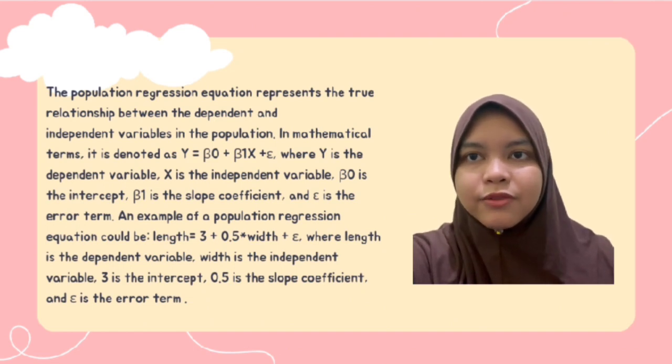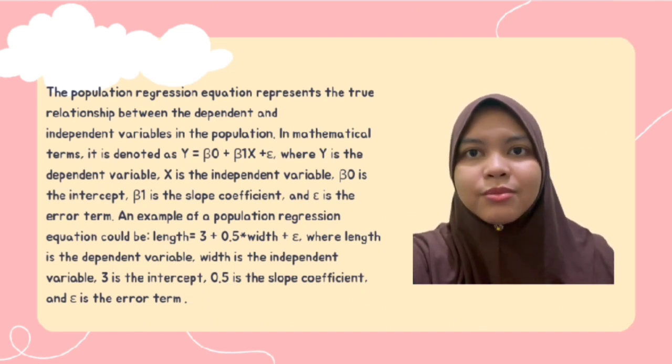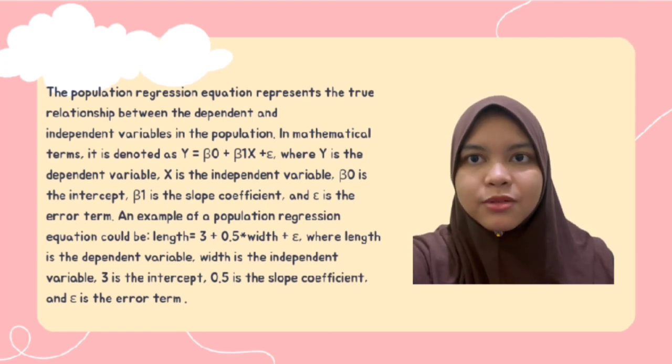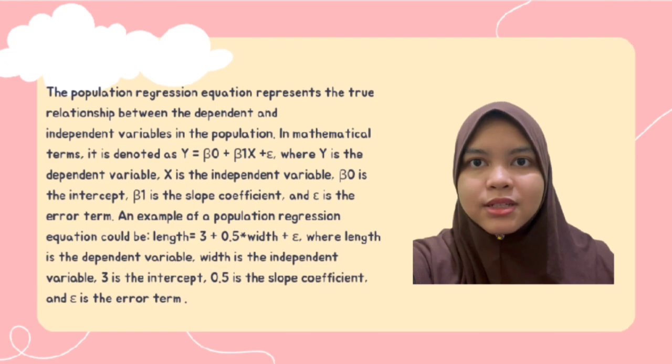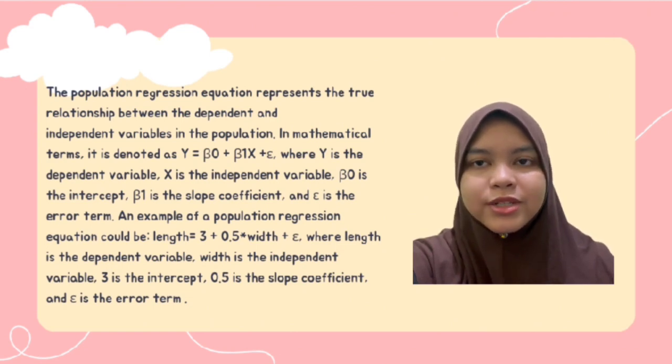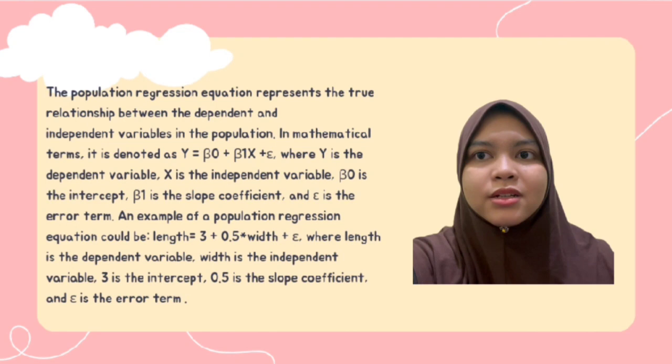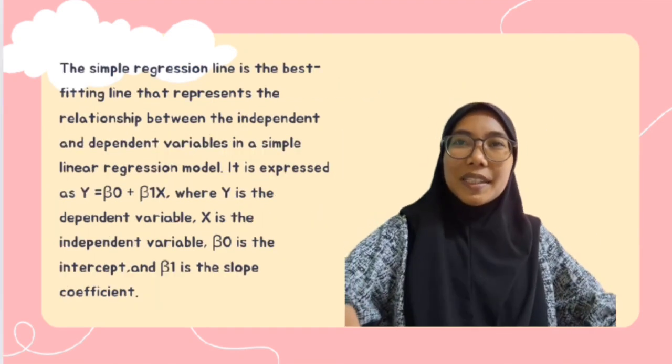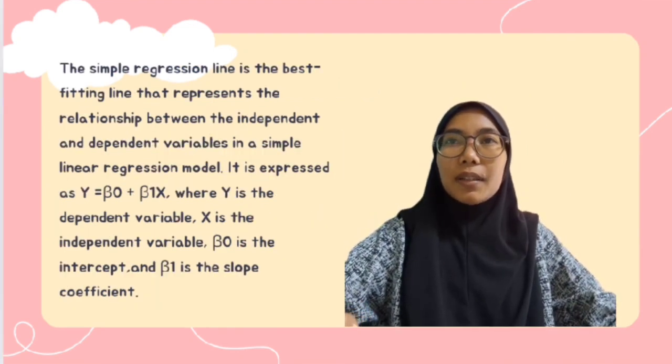An example of a population regression equation could be length equals 3 plus 0.1 width plus epsilon, where length is the dependent variable, width is the independent variable, 3 is the intercept, 0.1 is the slope coefficient, and epsilon is the error term.